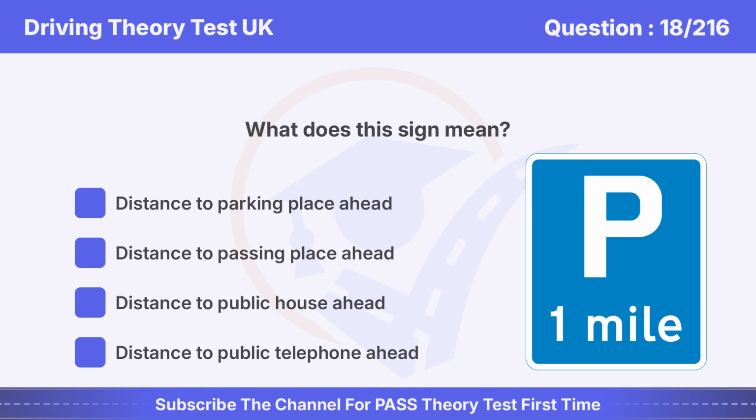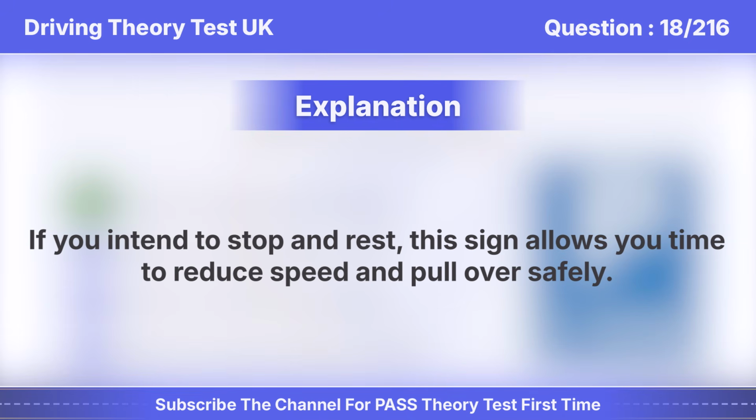Question 18. What does this sign mean? Answer is A. Distance to parking place ahead. If you intend to stop and rest, this sign allows you time to reduce speed and pull over safely.